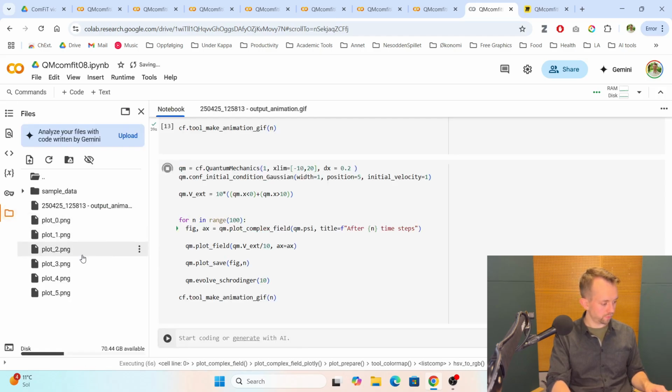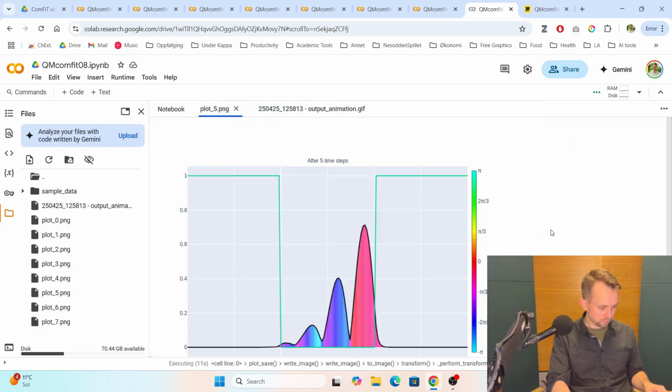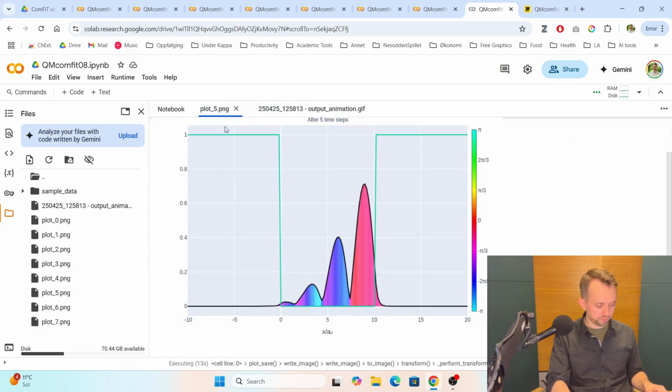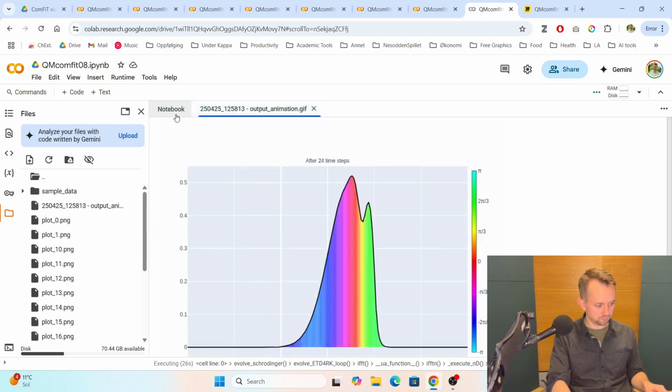So let's just see if our plots make sense. This makes a lot of sense, right? Here you can see the initial wave function having hit the wall. It actually looks to be moving quite fast, so I don't know how good this animation is going to be.